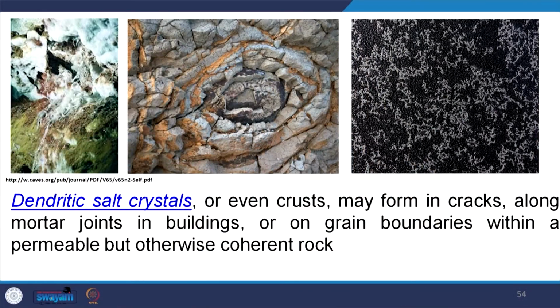Dendritic crystals, you might have seen in some walls, some rock fragments, there are dendrites. Here is an example of a dendrite. Dendritic crystals or even crusts may be found in caulks along mortar joints and buildings, or in the grain boundaries of permeable or otherwise coherent rocks. Here, due to salt crystal growth, due to dendritic growth of salts, the cracks get expanded. Once they are expanded, it is promoting physical weathering.